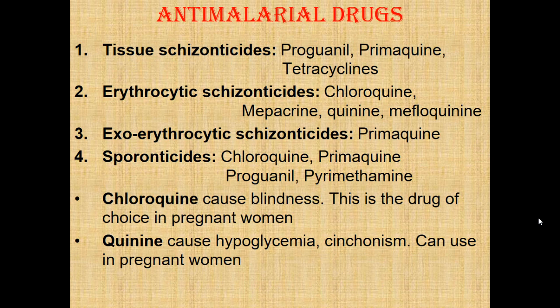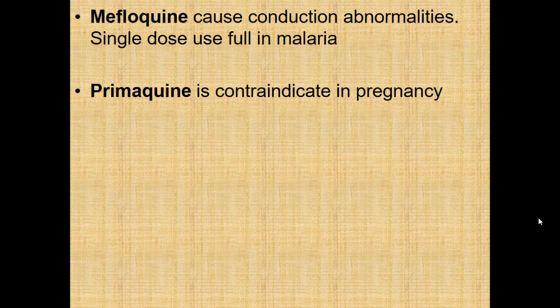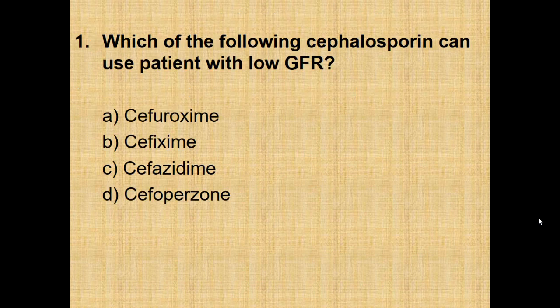Then anti-malarial drugs. Here, they can ask based on the mechanism, or based on the site, or based on the stage, or drugs that can act on both hosts, humans and mosquitoes, like that. Then what is synchronism is a very important thing. Then what is the drug of choice in malaria in a pregnant woman is a very important thing. Then here come the MCQs.